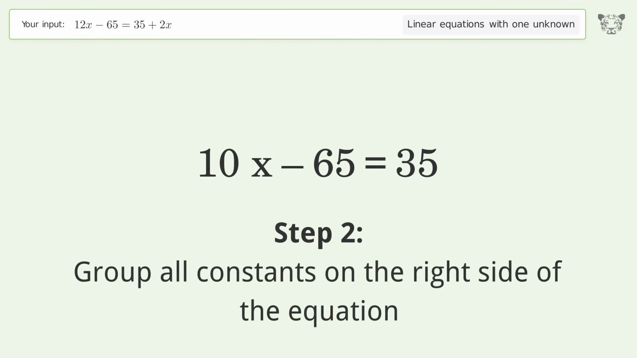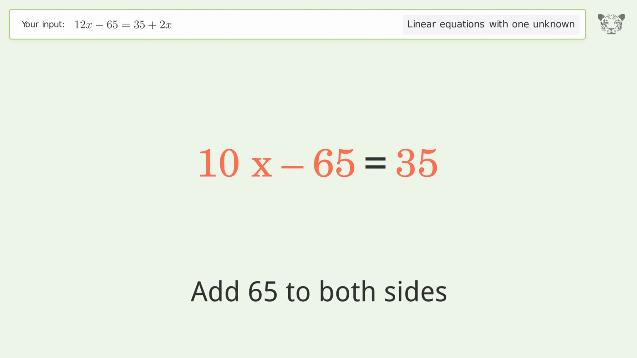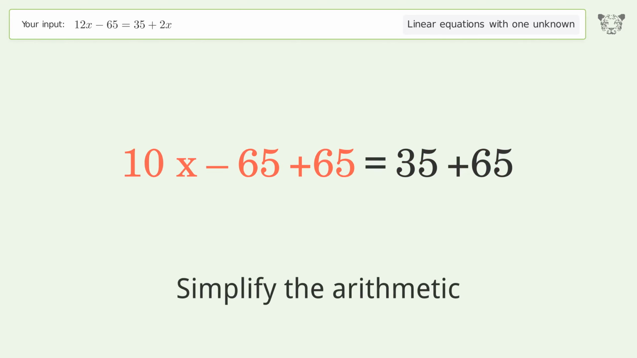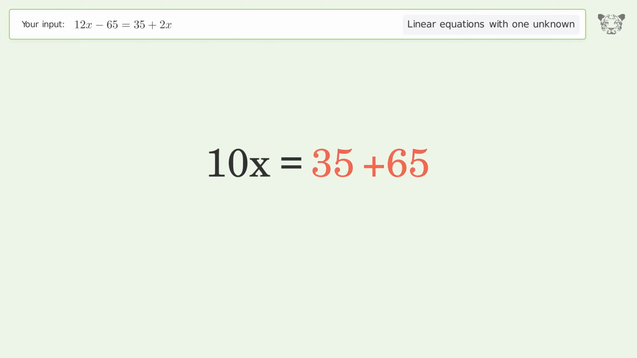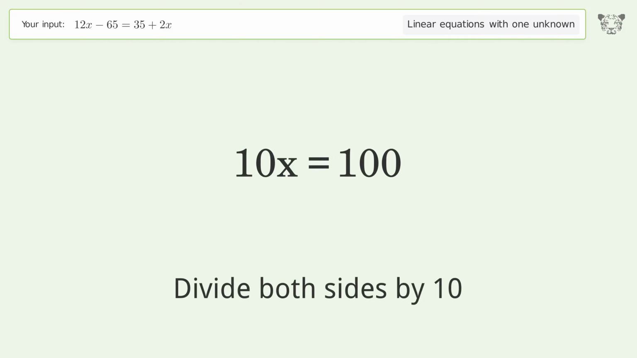Group all constants on the right side of the equation. Add 65 to both sides. Simplify the arithmetic. Isolate the x. Divide both sides by 10.